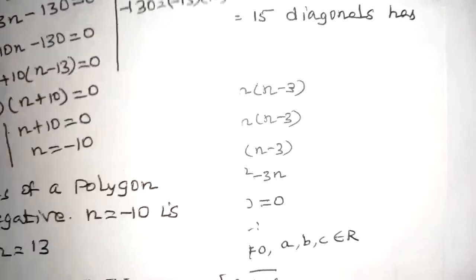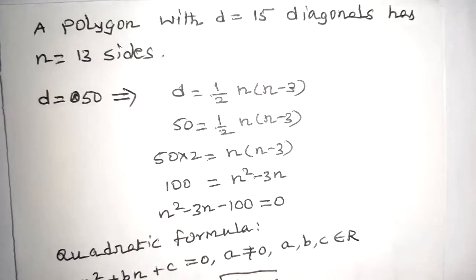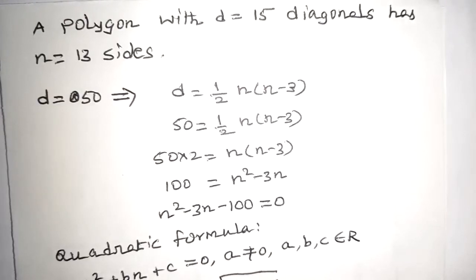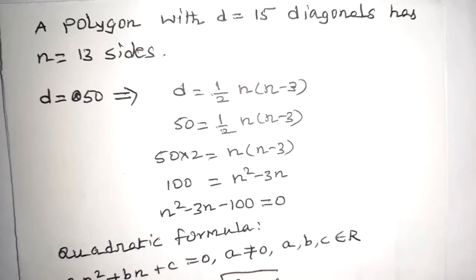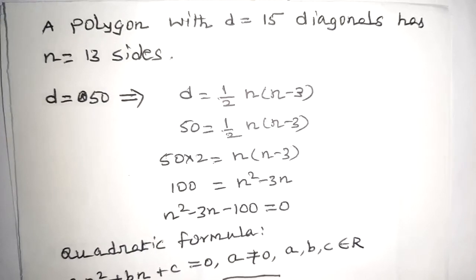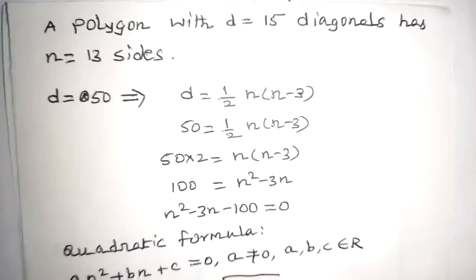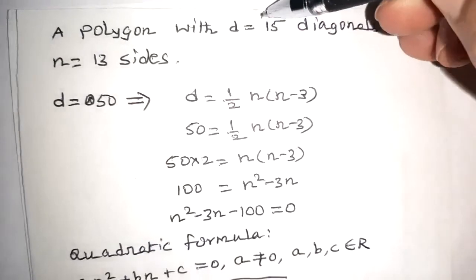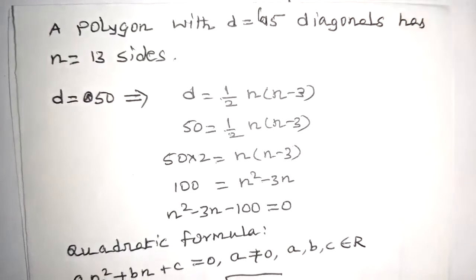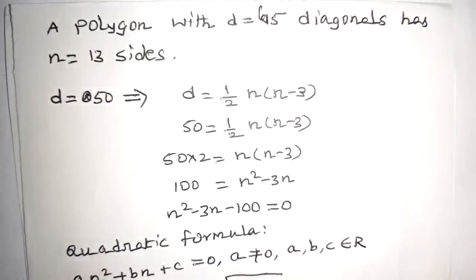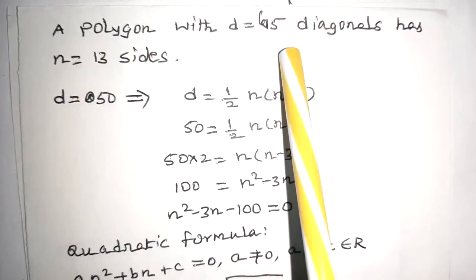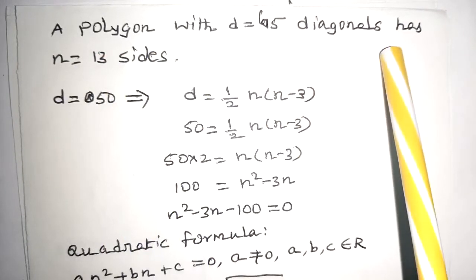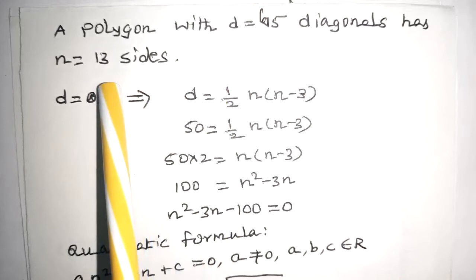Therefore, if a polygon has 65 diagonals, then it will have 13 sides.